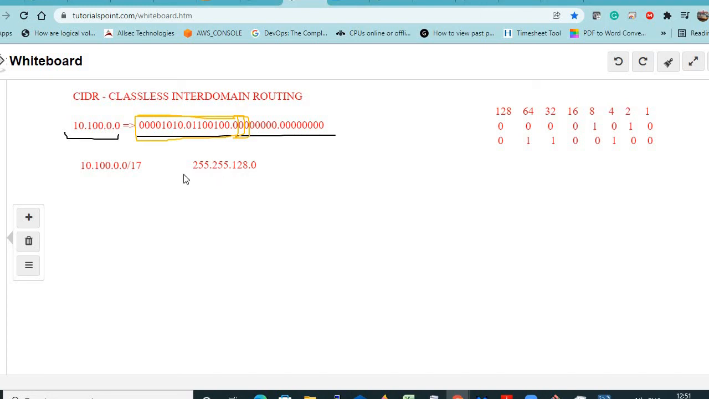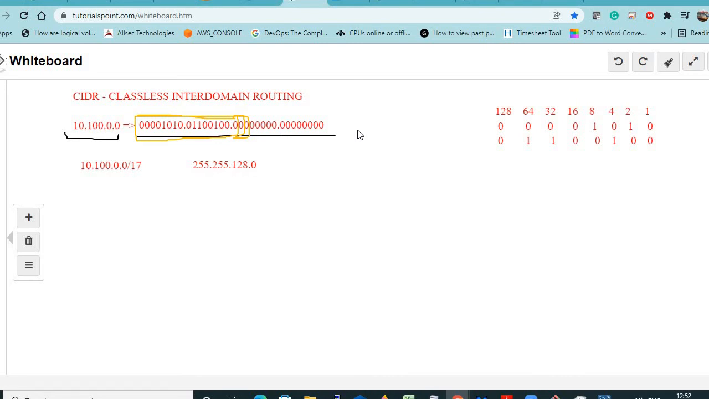You should always remember the formula: the higher the CIDR number, the lesser the number of IP addresses, because the higher the number, it is going to occupy bit by bit. So this is the subnet mask. It is very easy. Once you understand this concept, it becomes very, very easy in networking.